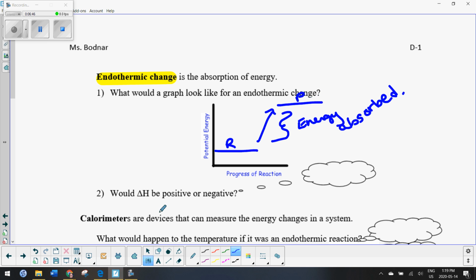So would delta H be positive or negative? So would the heat of combustion be positive or negative? Well, negative meant that it was given off, which means positive had to be taken in.